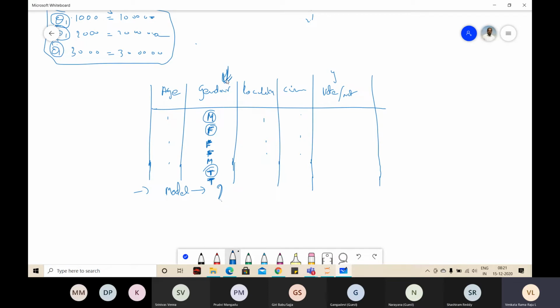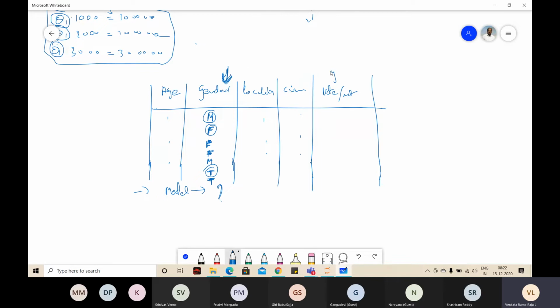Do you agree with that statement? Yes, because the weightage is same for all. Yeah, same for all. We can actually remove this. But I took this example to explain it to you.